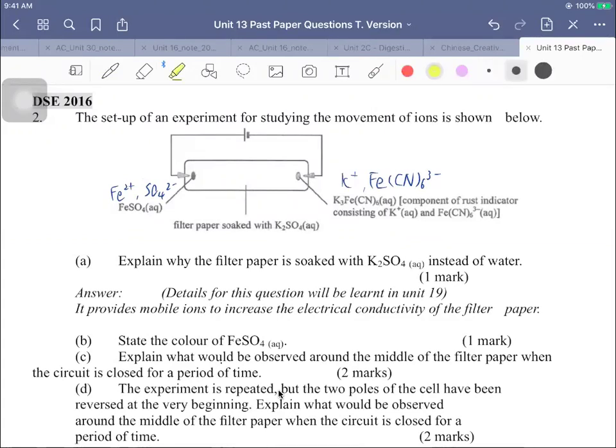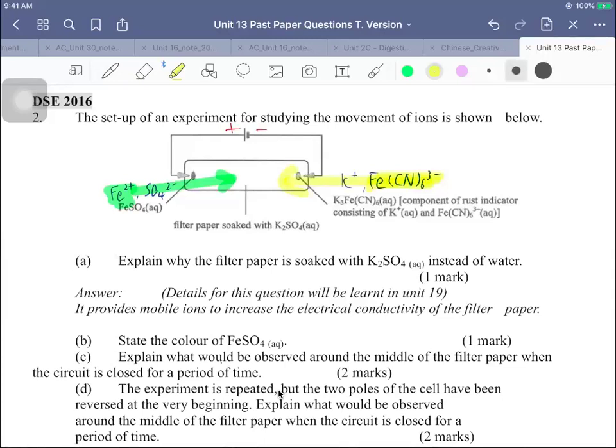So you will see that your iron 2, let me use a green color, the iron 2, because it's positively charged, you're going to move towards the right hand side, okay, because it's positive and negative. And then on the right hand side, you got this yellow color Ross indicator. It's negatively charged, so it's gonna move towards the left hand side. And when they meet in the middle of the filter paper, iron 2 together with the Ross indicator is gonna turn into a blue color.